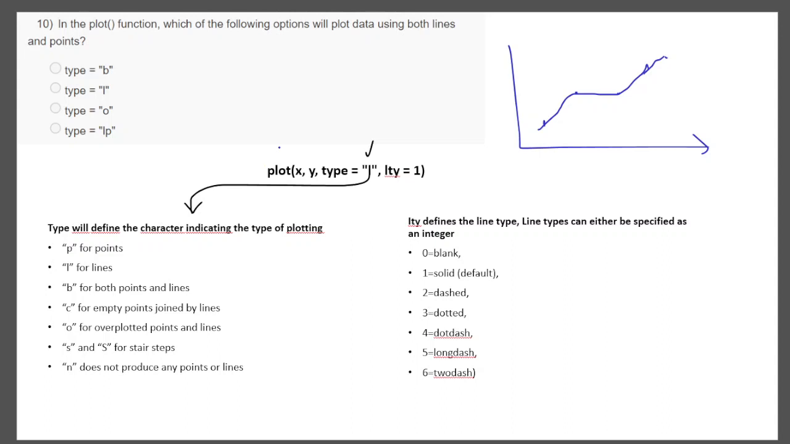Generally the syntax for plotting is plot, and you have to specify x and y. Then type equals L means it will plot the values only in terms of lines. And then lty means line type. 1 means solid, 2 means dashed, 3 means dotted, 4 means dot-dash, 5 means long dash, and 6 means two dashes. So these are the line types.